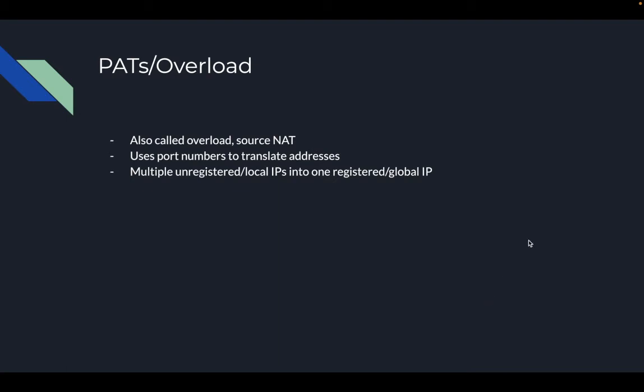And then the last type is port address translation, also known as overload NAT, also known as source NAT. So this will use port numbers to translate addresses. It'll map multiple unregistered / local IP addresses into one registered / global IP address, while differentiating between those private addresses using port numbers. So that way no one device on your private network will have the same address, because it will be differentiated by port numbers. Next slide.